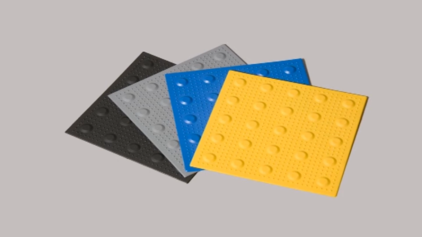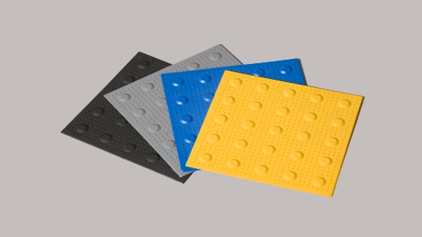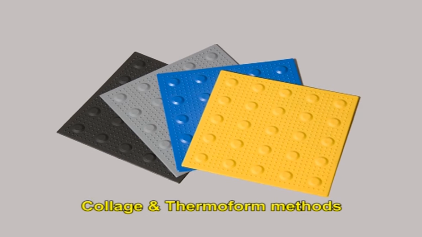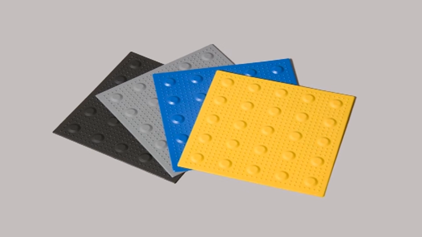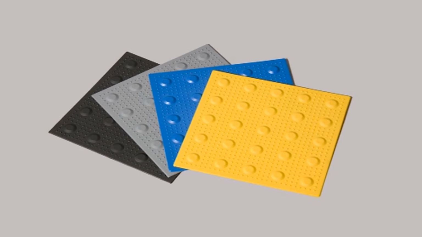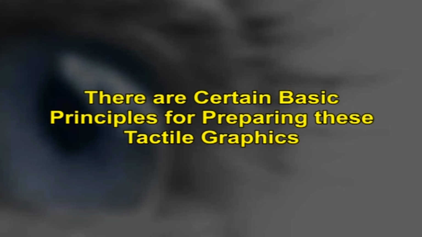Tactile materials are currently produced in a variety of ways like collage and thermoform methods. Capsule paper and embossers have made it possible to produce line and shaded images rapidly.